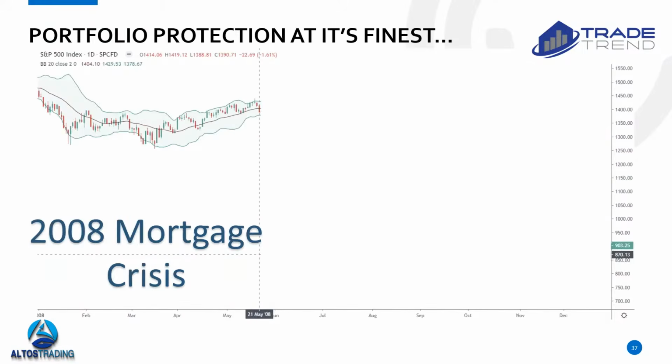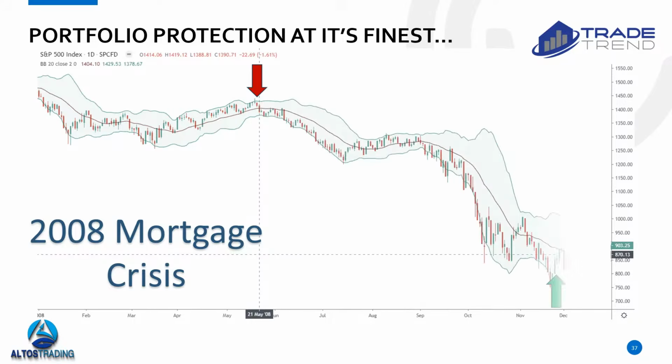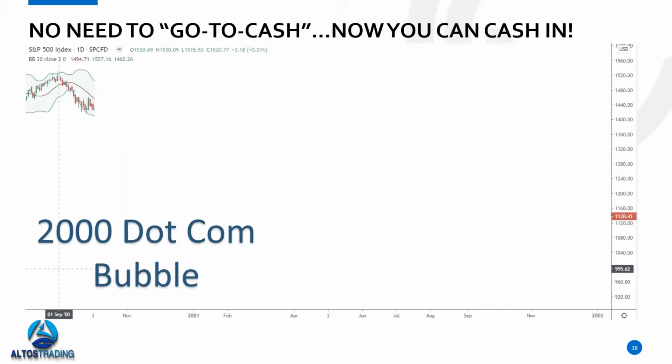What about the '08 mortgage crisis? Okay, so S&Ps are just plugging along, putting in some new highs. Okay, May 21st, Trade Trend flashes a sell warning. Literally a couple weeks before markets went on to lose more than half their value in the second half of the year. It also gave us a buy signal in late November when markets bottomed and ultimately rebounded.